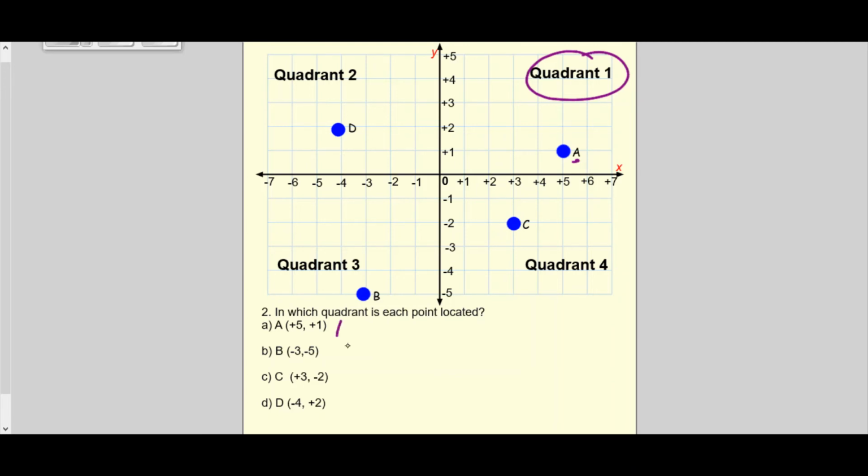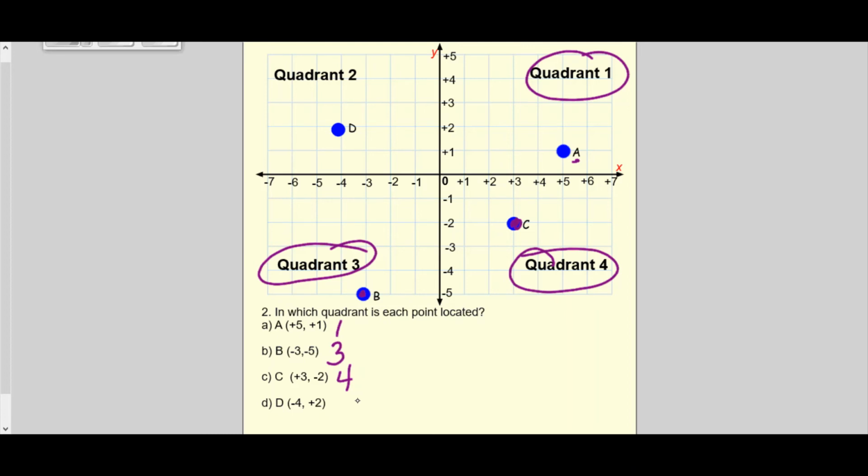Point B, (-3, -5). So point B is here. This is quadrant 3. So we'll say it's quadrant 3. Point C, we'll locate that on the grid. So here's point C. What quadrant is that in? That's in quadrant 4.